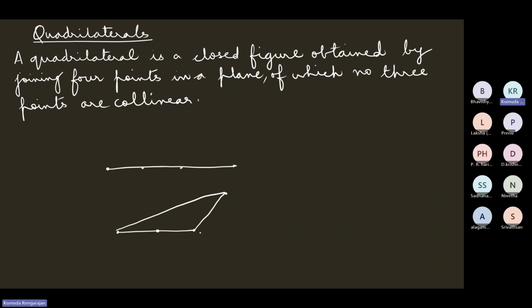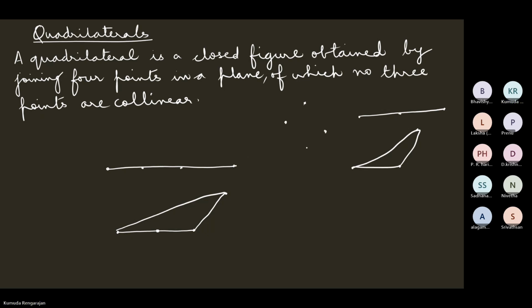But for a triangle, you don't need 4 points. 3 points are enough to form a triangle. To make a triangle, the 3 points should not be collinear. If the 3 points are collinear, no triangle is formed. If the 3 points are not collinear, then by joining the 3 points in order, a triangle is formed.